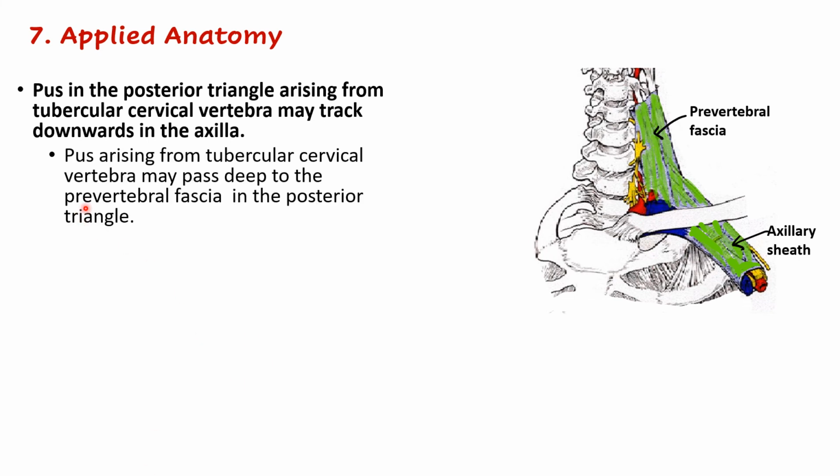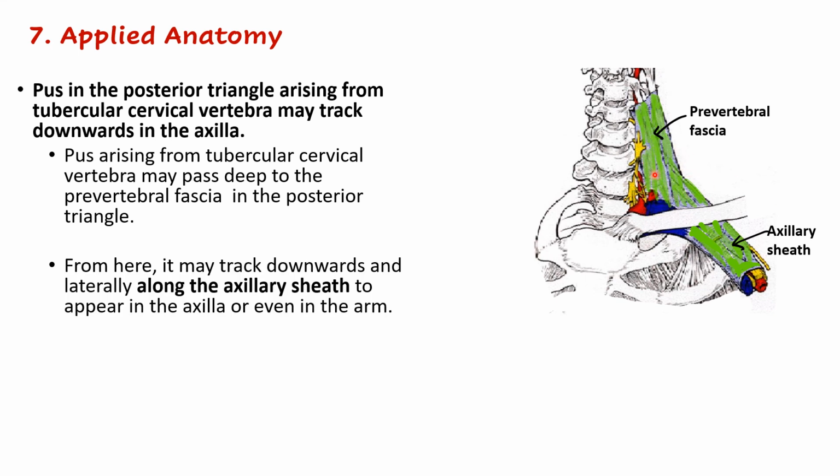The reason is that the pus that arises in the tubercular cervical vertebra can pass deep to the prevertebral fascia, just on the muscles which are forming the floor. Just deep to that, this pus will trickle down in the posterior triangle first. And then this prevertebral fascia forms an extension, because remember you have the subclavian vessels there and the trunks of the brachial plexus. They will be enclosed in this fascia, and when the subclavian vessels reach the axilla, you start calling them axillary vessels.